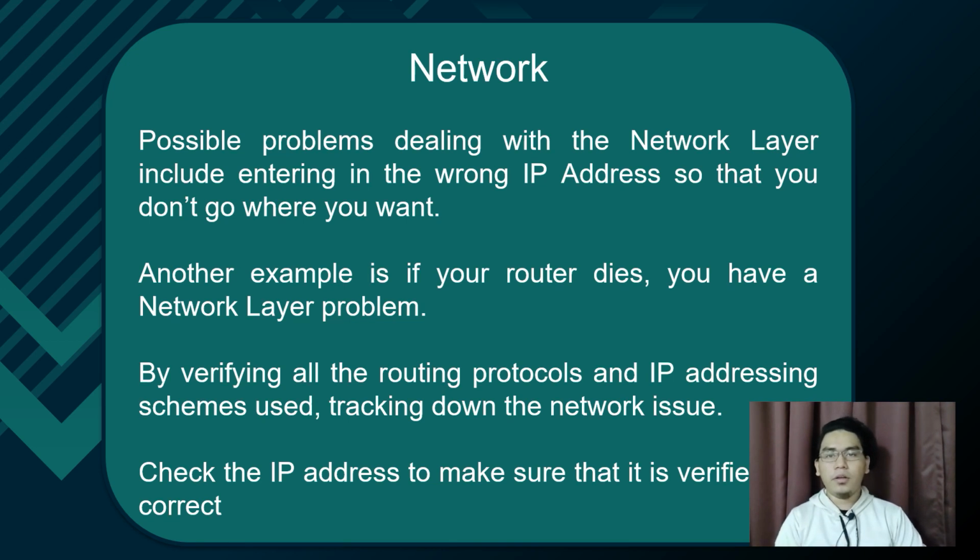Just like our brother Ammar said before, when we have a router that dies and we already have a problem with TCP/IP and IP address, for example, which means the address is already used or invalid, we know that the problem is at the network layer, so it is easier for us to troubleshoot the problem when we refer to the network models. By verifying all the routing protocols and IP addressing scheme used, track down the network issue. So check the IP address to make sure that it is verified and correct.